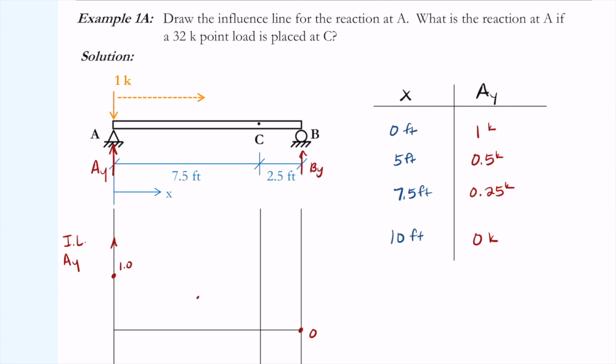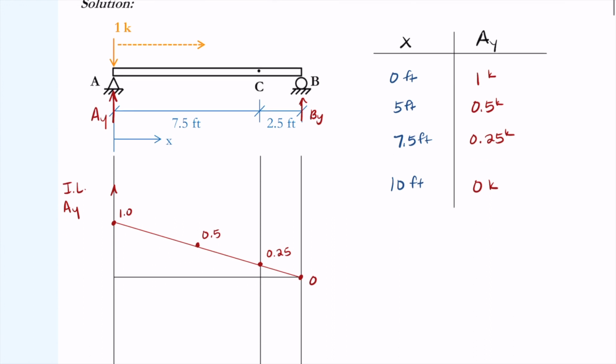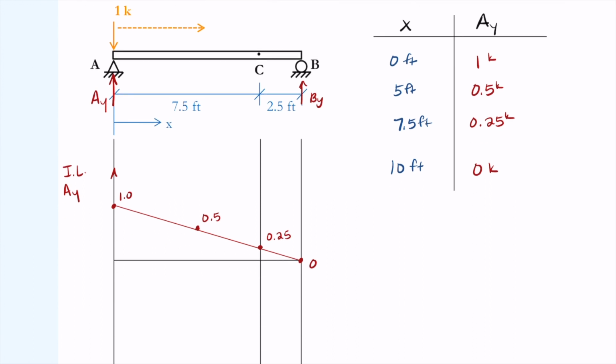So this graph for the influence line of AY just means when that moving unit load, that unit one kip load, is at these different spots, we can track what the values are. And we'll see that for determinate structures, and right now we're mainly looking at influence lines for determinate structures, the influence line should always be a straight line. So when I plot this response, I get this straight line connecting from A to B.